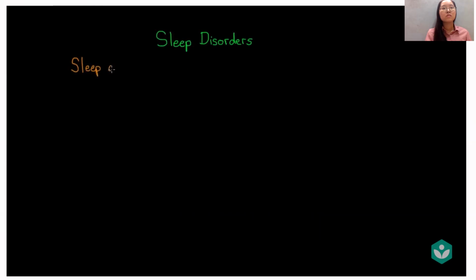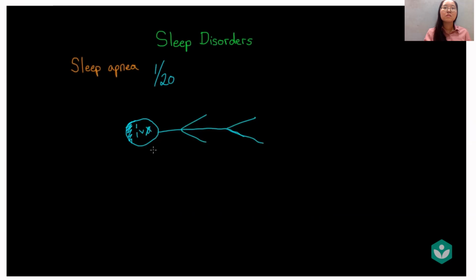A more common sleep disorder is sleep apnea, which affects about 1 in 20 people. This one's a little scary because people who have apnea are really unlikely to be aware of it. What happens is that people stop breathing while they sleep. After about a minute of not breathing, your body realizes you're not getting enough oxygen, and you wake up just long enough to gasp for air and then fall back asleep without really being aware of what happened.